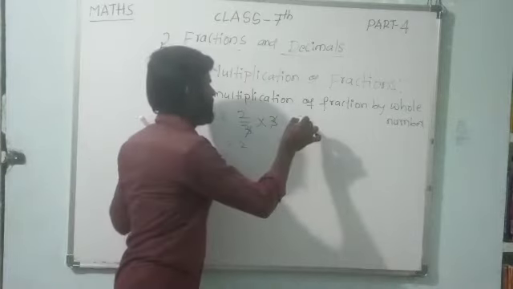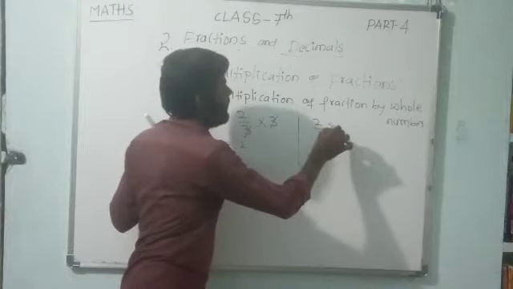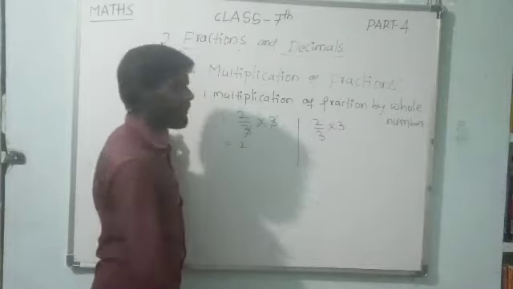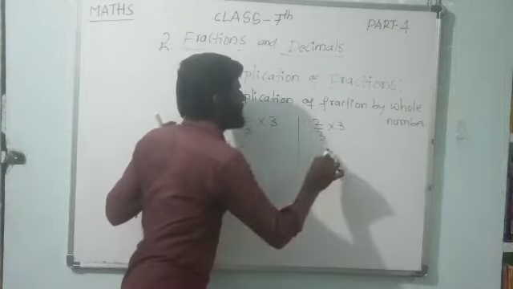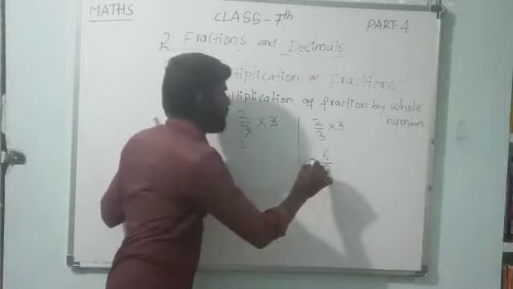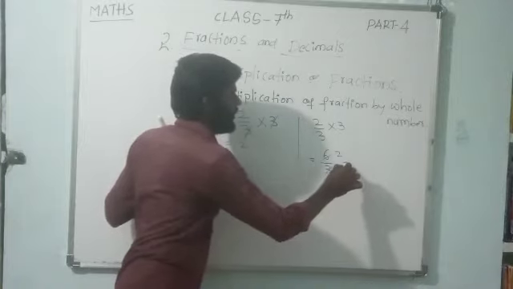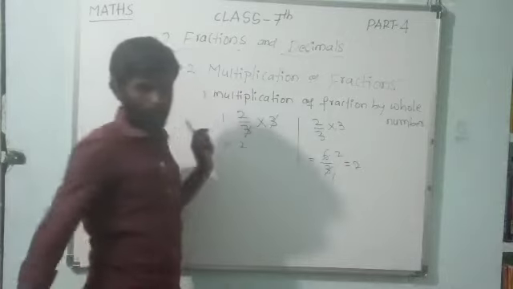Let us see in another way. I will show you. 2 by 3 into 3. 2 3s are 6, divided by 3. Now make it cancelled. 3 1s are 3, 3 2s are 6. Again we are getting 2.